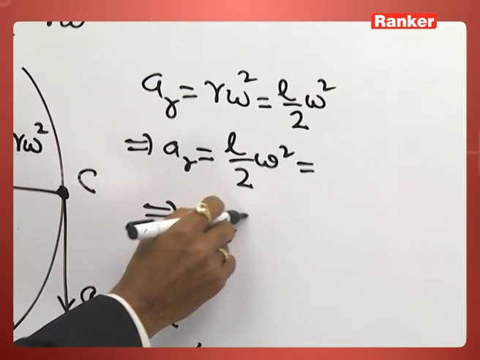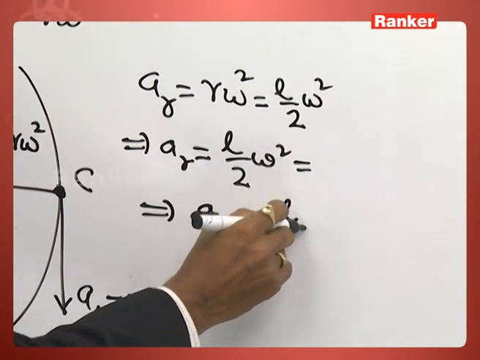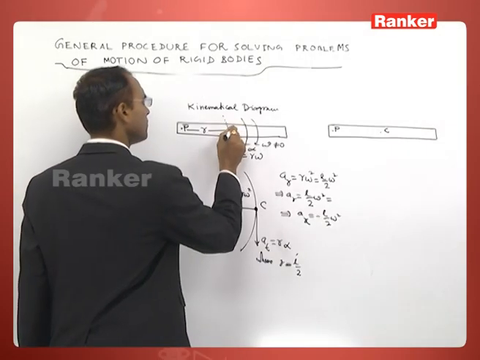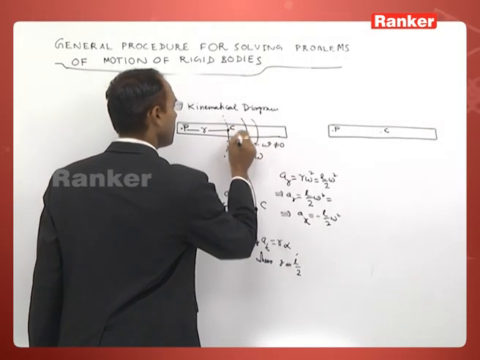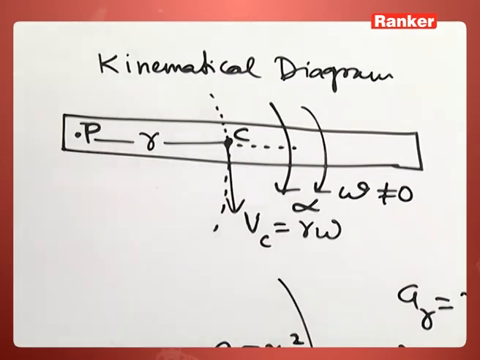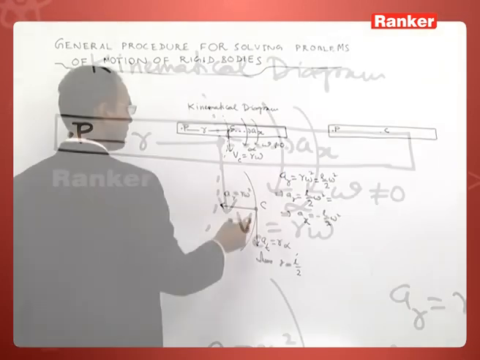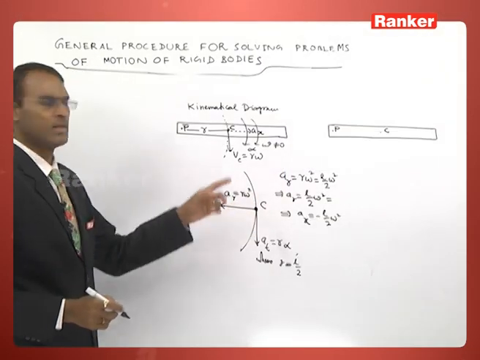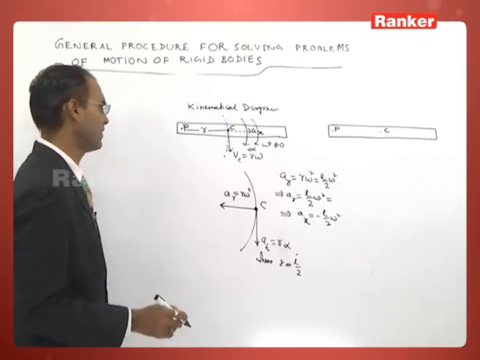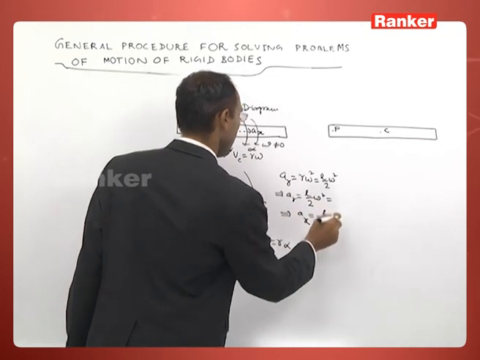So, AR is equal to, or you can just write x is equal to minus L by 2 omega square, because we have assumed the acceleration of this point along positive x direction, but actually this is accelerating along negative x direction. Therefore, it is minus L by 2 into omega square is equal to x.